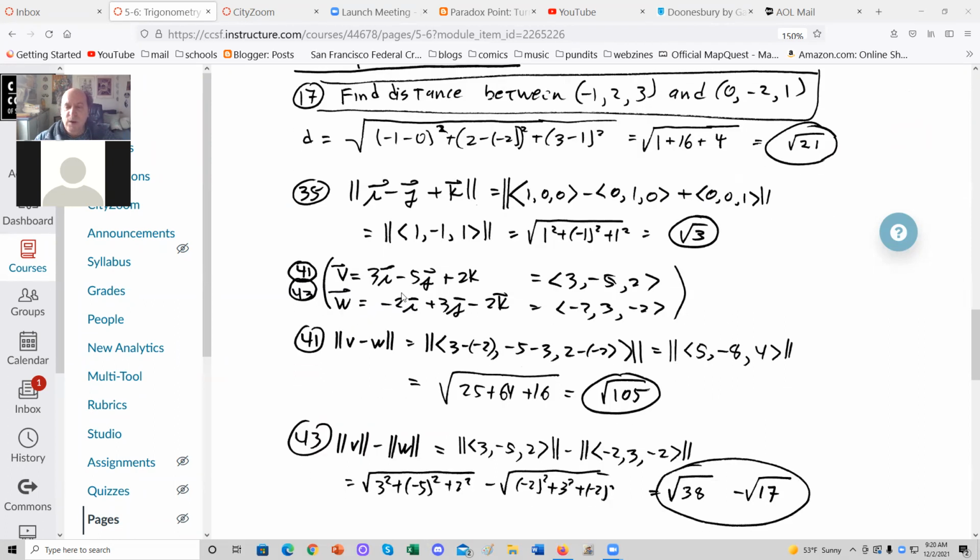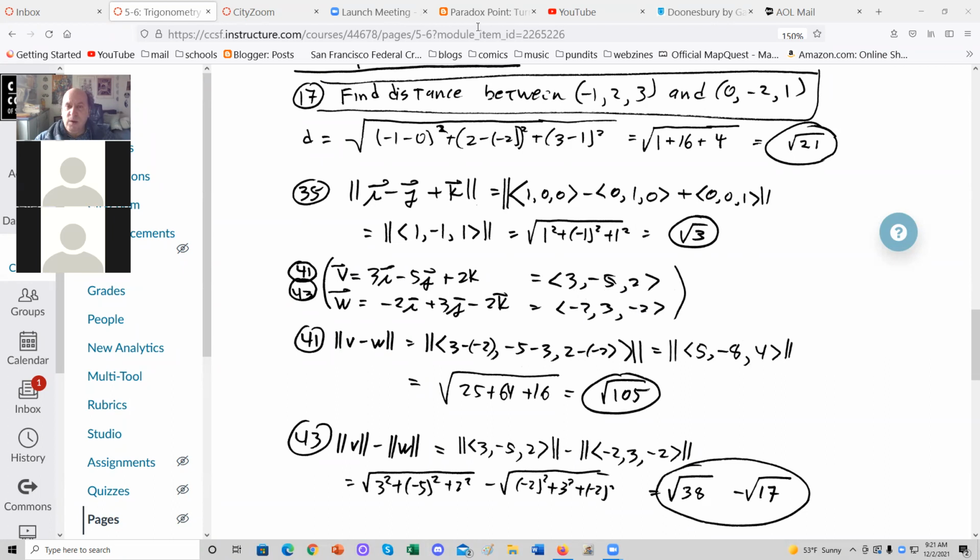Now for these two, we're given two vectors. v is (3, -5, 2). w is (-2, 3, -2). And we'll ask what's the length of the difference and what's the difference of the lengths. Now we saw last time those are not necessarily the same. So let's proceed. The length of v minus w. So we take this minus this. (3 minus -2, -5 minus 3, 2 minus -2). All right, that's the length of (5, -8, 4).